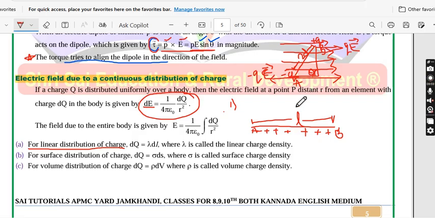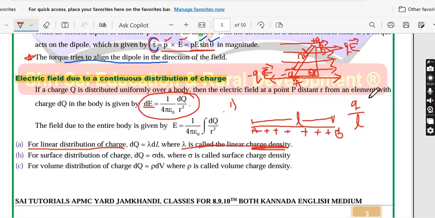Let lambda be the linear charge density. Let us consider lambda is called the linear charge density. What is the formula for linear charge density? I mean, charge divided by length, that is Q divided by L. It is the linear charge density.